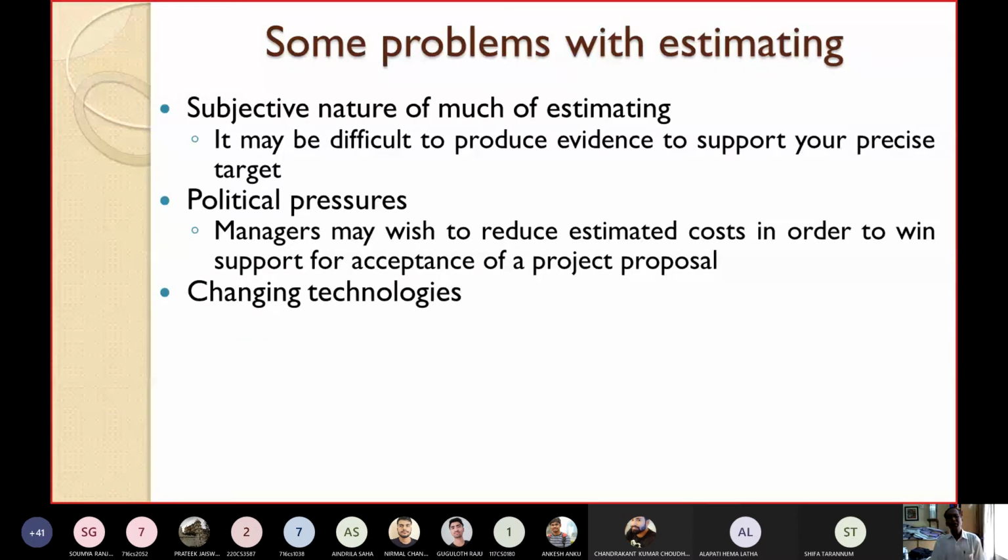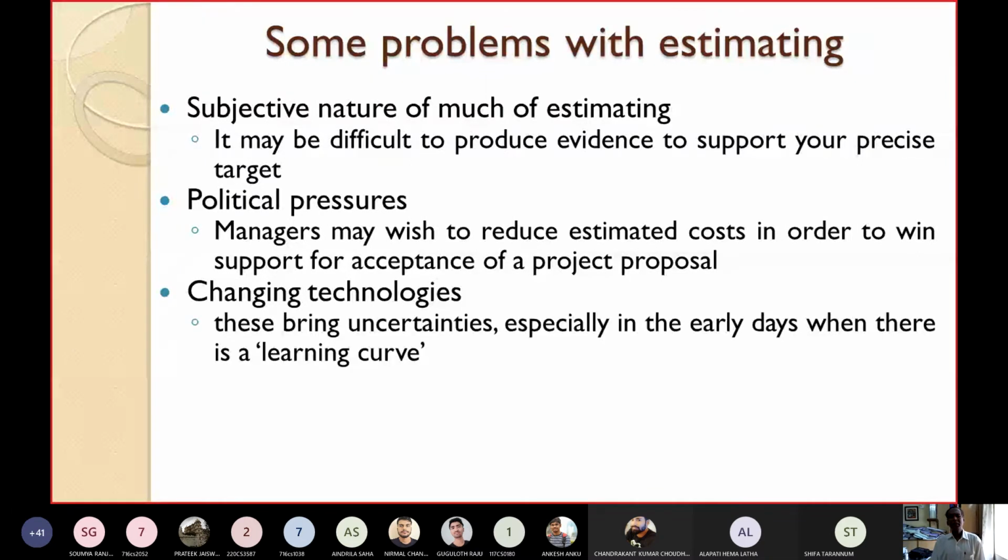Changing technology: nowadays technologies are changing very rapidly. What technique is established today, invented today, tomorrow it may be obsolete. Then you have to migrate your project from the old, outdated technique to the new technique. This will take some time to learn. This will also impose some more cost. That is another problem. So these changing technologies might bring uncertainties, especially in the early days when there is a learning curve, because initially you have to take some days to learn the new technology.